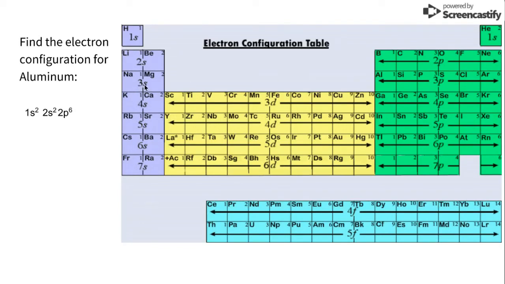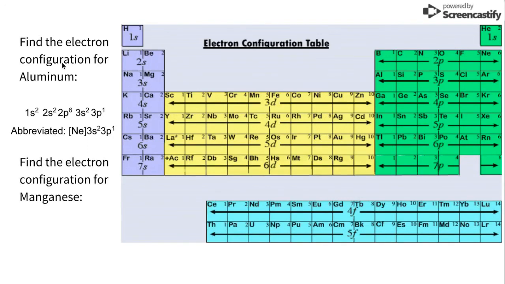Continuing on, 3s, 2 boxes, that's 3s2. And aluminum starts my 3p, and it's the first box. The final is 3p1 for aluminum. And it works out. Aluminum is element number 13. It should have 13 electrons. 2 plus 2 is 4, plus 6 is 10, plus 2 is 12, plus 1 is 13. I could do the abbreviated by finding the noble gas that comes before aluminum. It's neon, put it in brackets, then just do what comes after, 3s2, 3p1.